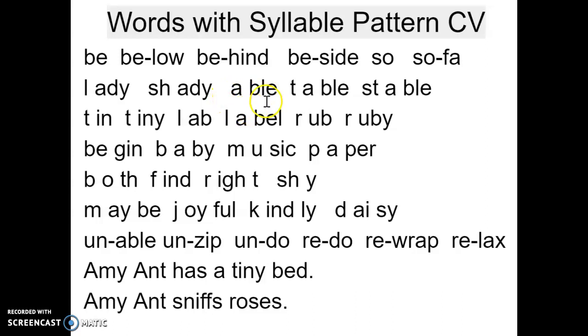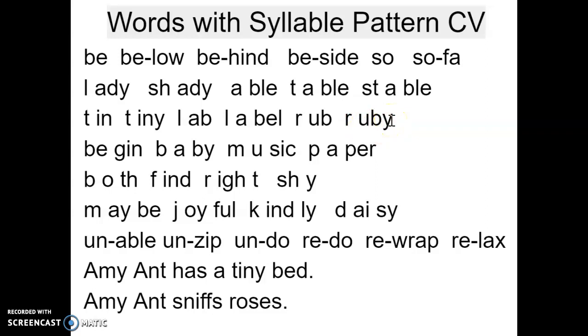Able, able. Table. Stable, stable. In, tin. Tiny, tiny. Ab, lab. Able, label. Rub, rub. Ruby, ruby. There you go.